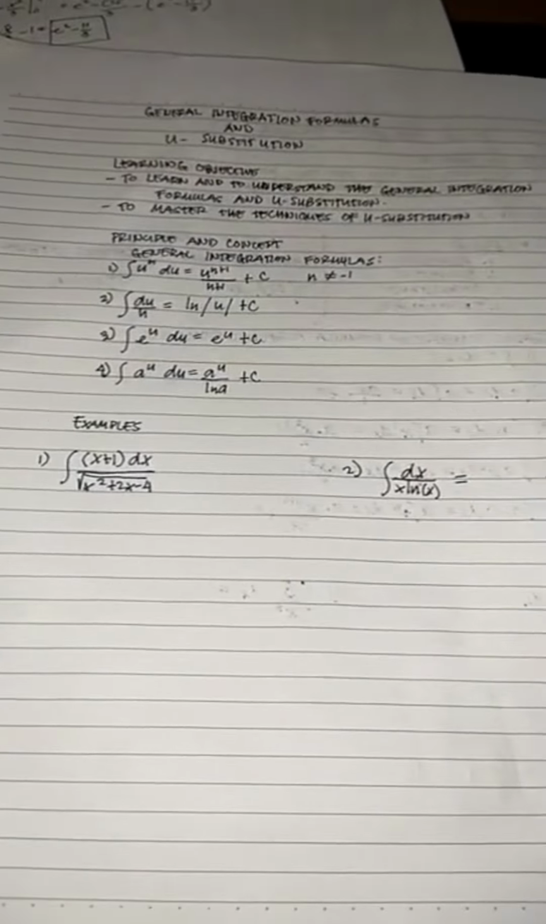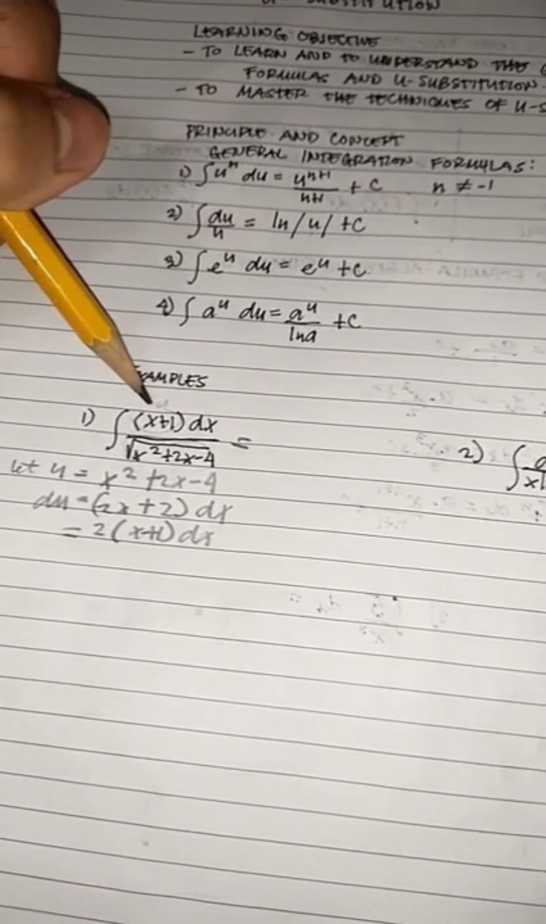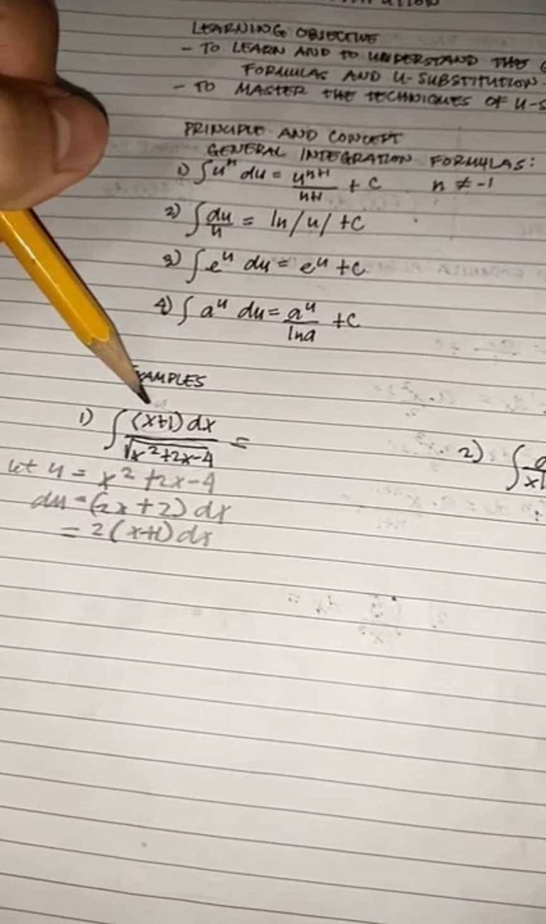So we will find the formula. The formula that we will use is du over u, because the du in this problem is in the numerator and the u is in the denominator. So we will use this formula, du over u.